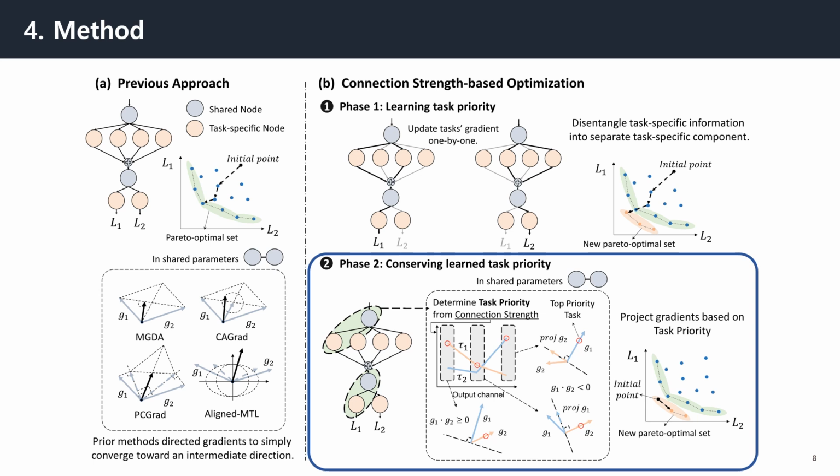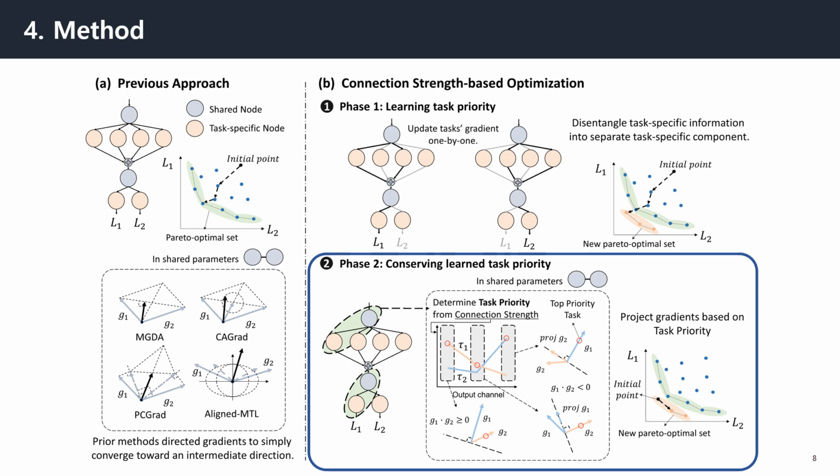After determining the priority of tasks in each output channel, we align the gradient vector of each task with the gradient of the top priority task. By projecting gradients based on task priority, we then sum them and update the model accordingly. In the final step, we run the two optimization stages.